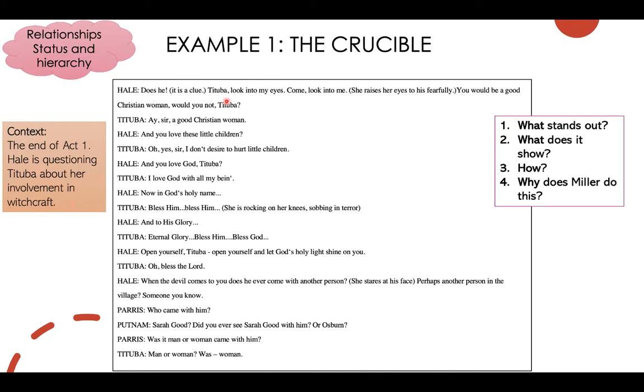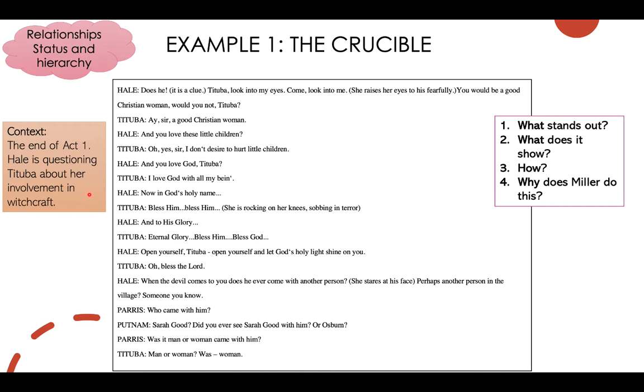Okay, so the context of this particular extract from The Crucible, it's the end of Act One. Reverend Hale is questioning Tituba about her involvement in witchcraft. Tituba has been brought by Paris to work for him from Barbados, and so she is effectively his slave. So that's a little bit of the context of the whole play.